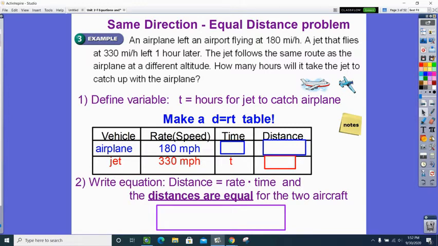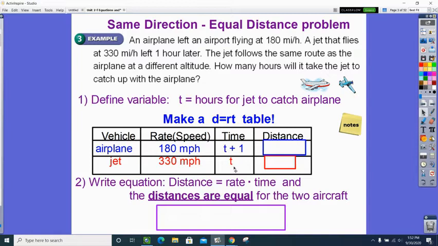Did you say airplane? So that extra hour has to get added to the airplane's time for the time in the air. Some people get confused and think of clock time, but we're talking about how much flight time was happening here, and the airplane was up there an hour longer before the jet caught up.